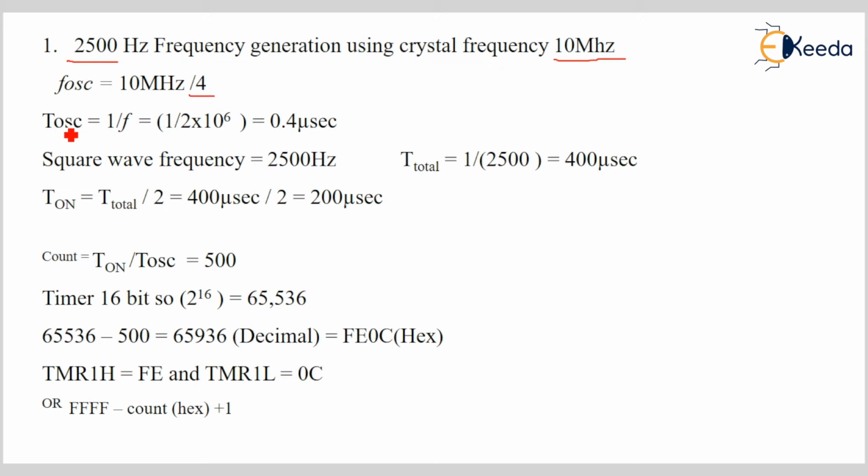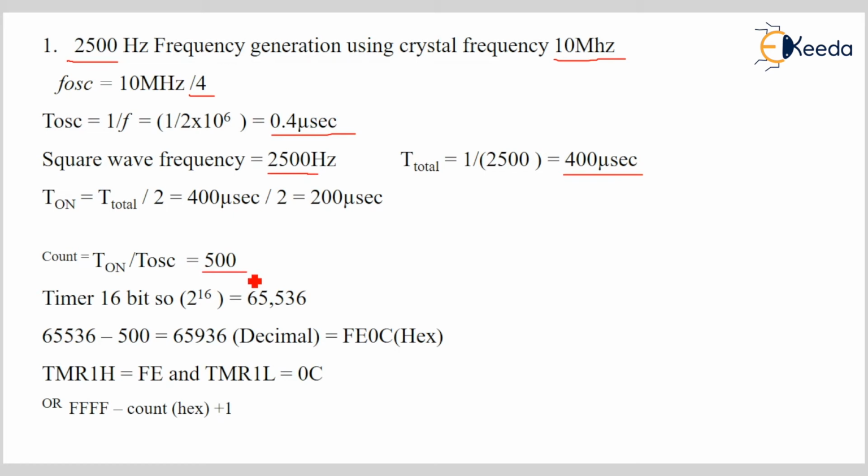So time will be 1 upon F. We know the relation between time and frequency, and vice versa. So we got 0.4 microseconds. A square wave of 2500 hertz gives 400 microseconds time. So your count will be, after calculation, 500.